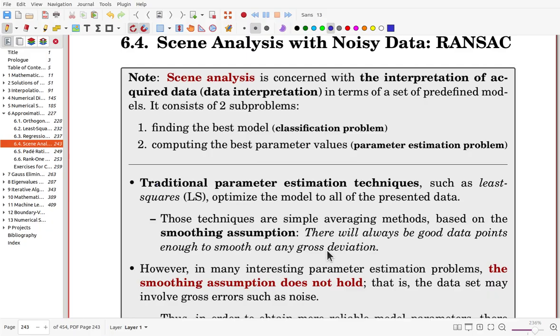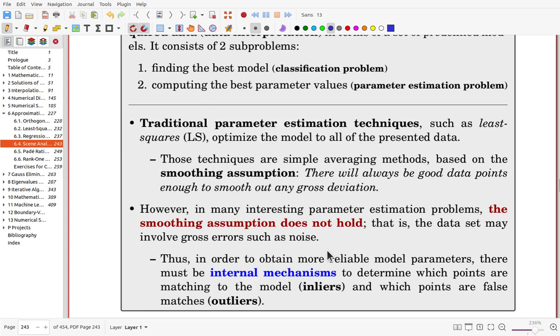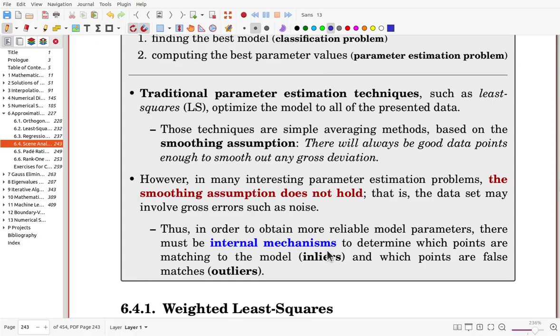However, this assumption is not really working for real data sets. In many cases, you have to include some internal mechanism to determine which points are matching the model, and these points are called inliers, and which points are false matches. Those points are outliers or noise points.